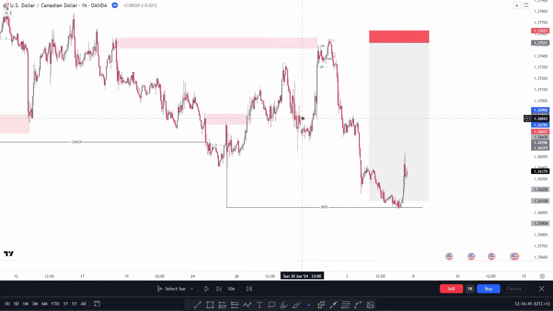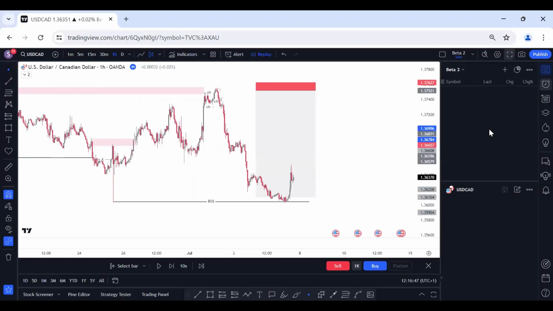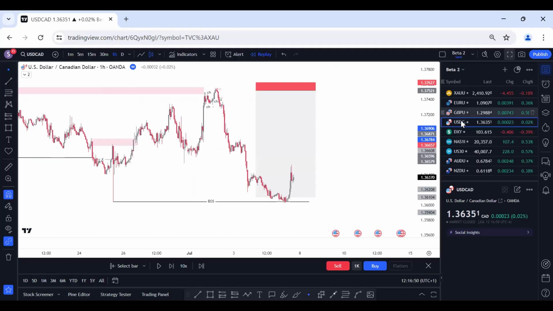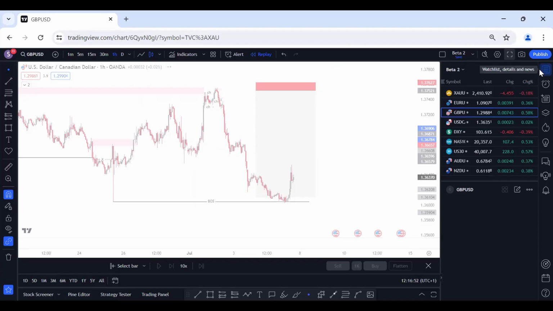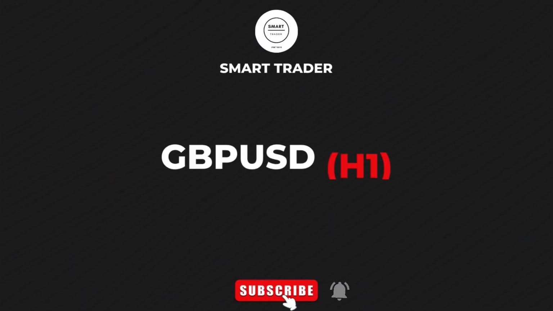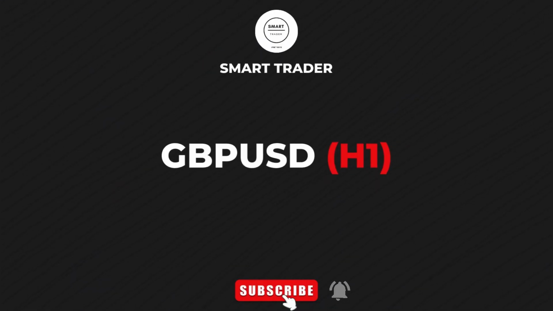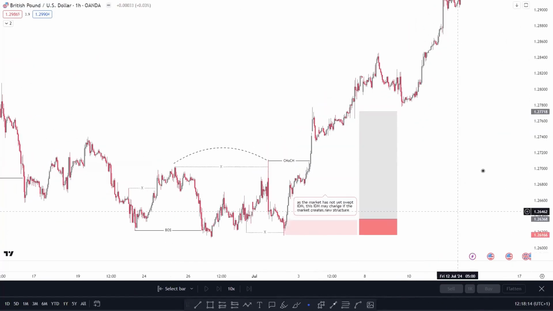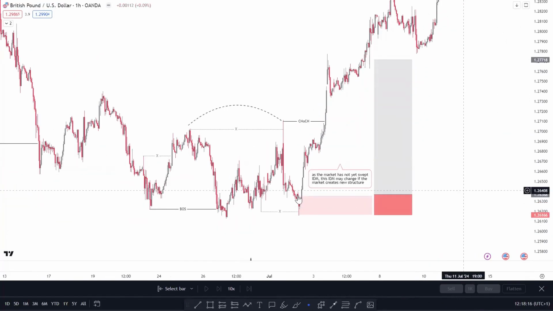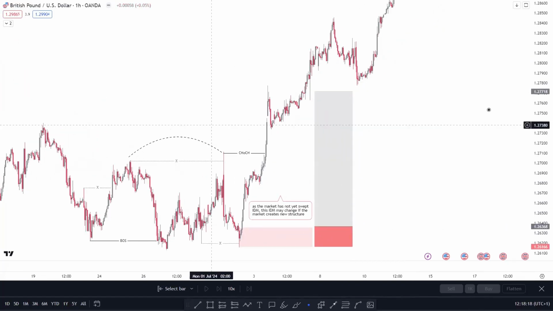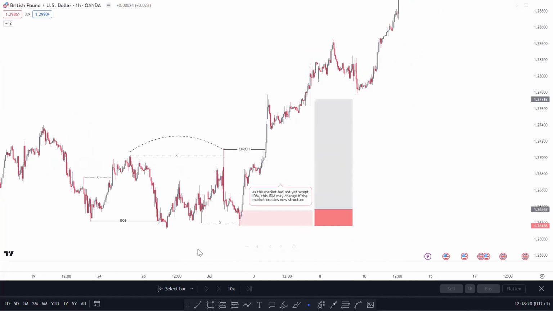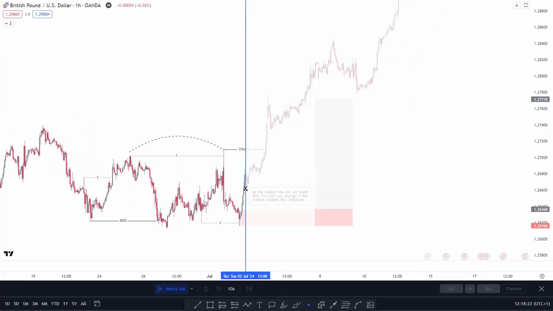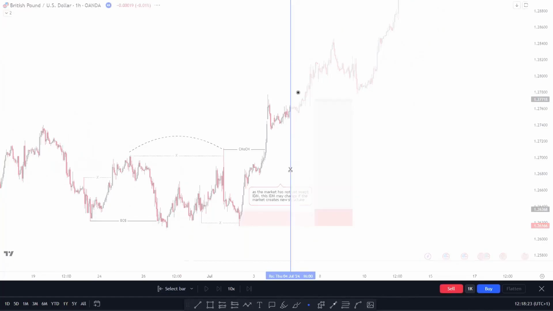I've also shared another trade on GBP USD. We're going to go to this setup here and make a recapitulation as well. So this was our setup on GBP USD, and at the time I shared this setup, the market was around here, if I remember well.